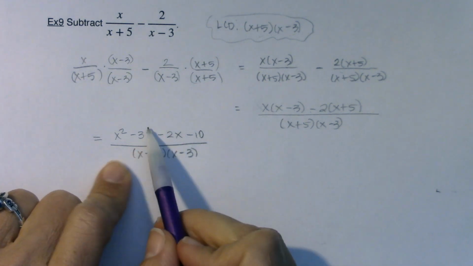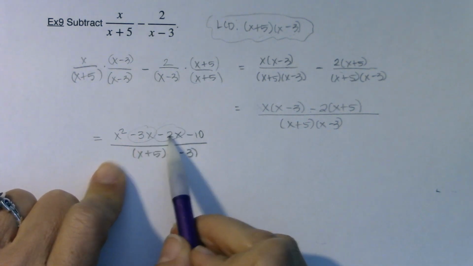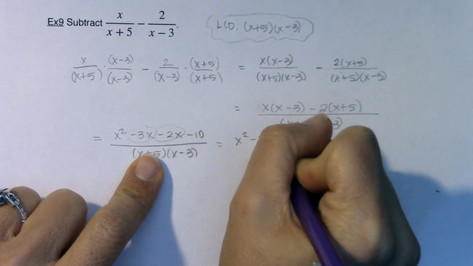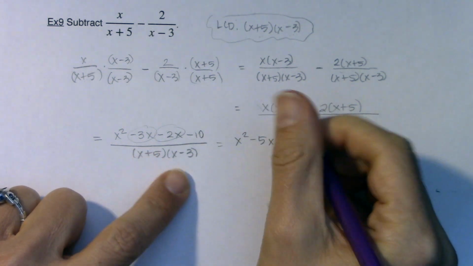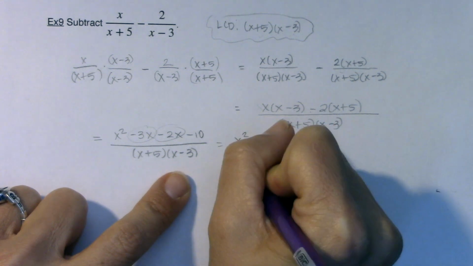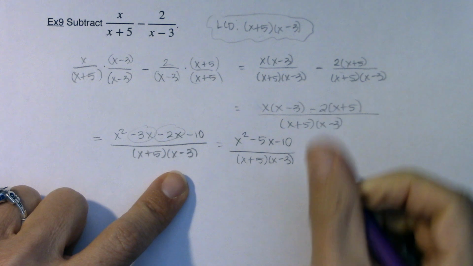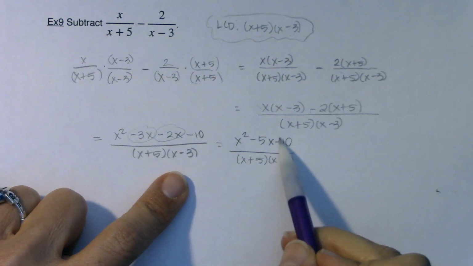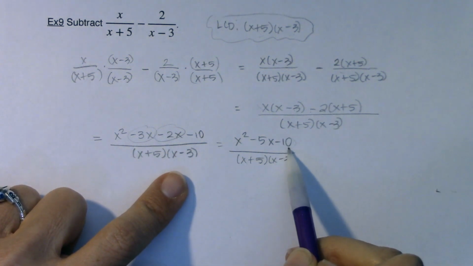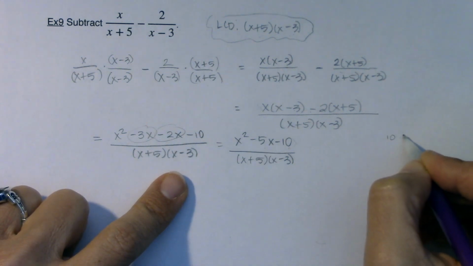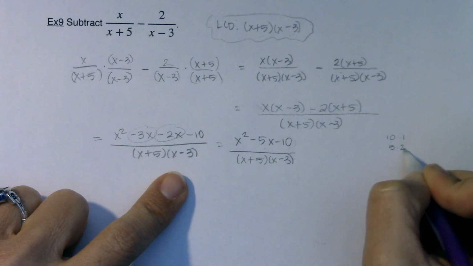I can see I have some like terms here. And so this is not ultimately, but the next step, what do I have? x squared minus 5x minus 10, and then I'm going to put that over (x plus 5)(x minus 3). And then I have to think, do I have two numbers that could multiply to 10 but add up to 5? And if we break down 10, it's essentially 10 and 1 or 5 and 2.